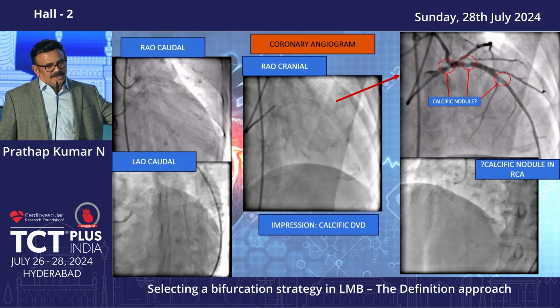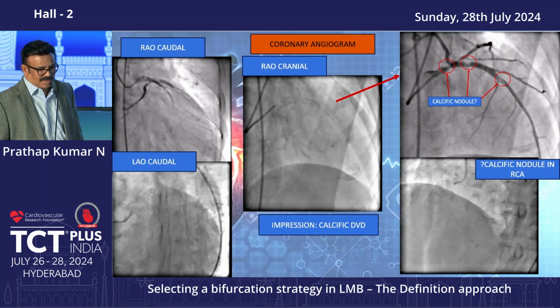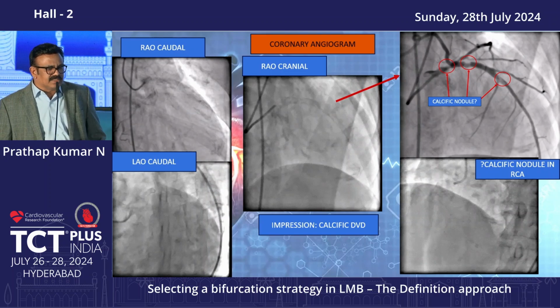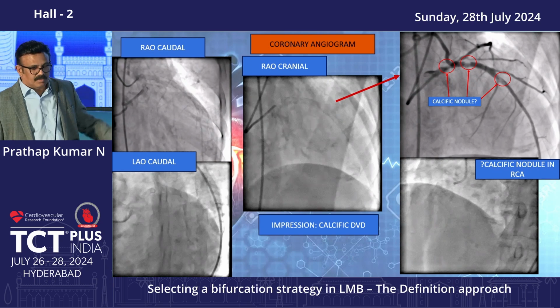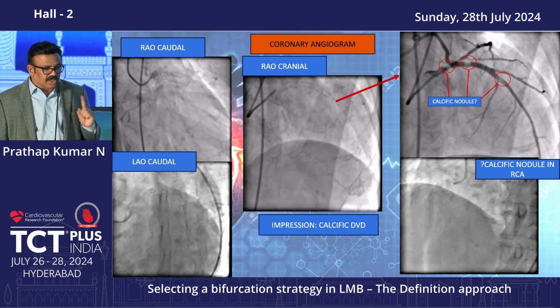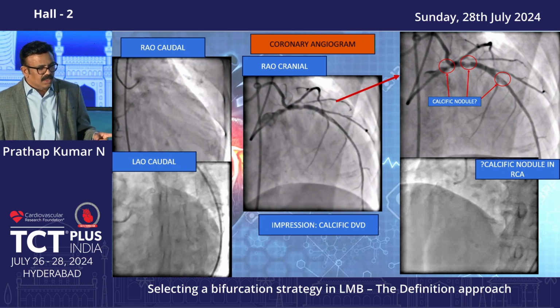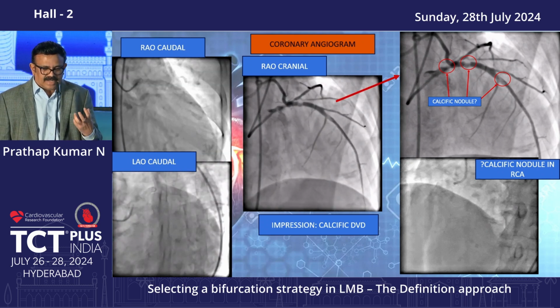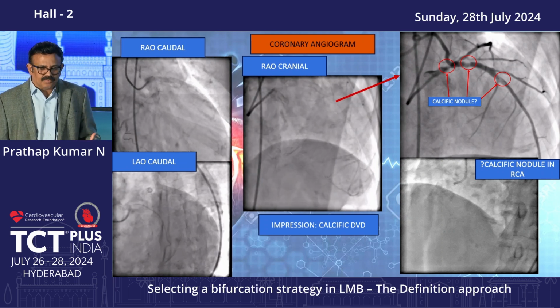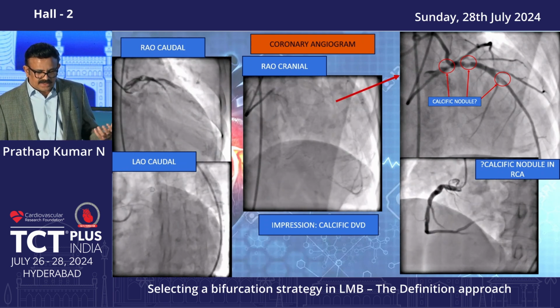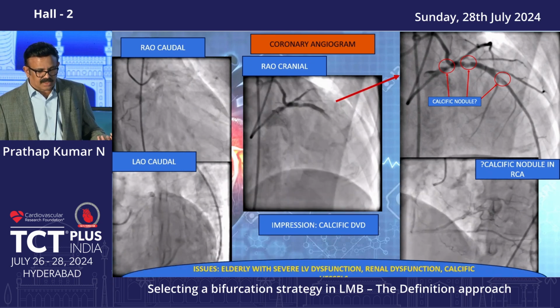So this is the RAO caudal projection. If you look at the RAO caudal projection, you can see there is something inside the LMCA. You look at the next projection. This is actually an 83-year-old man, CKD stage 4. Now look at the LAO caudal projection. So there is a calcium nodule sitting on the LMCA, LAD and the mid part. So that is actually the circ and RCA.